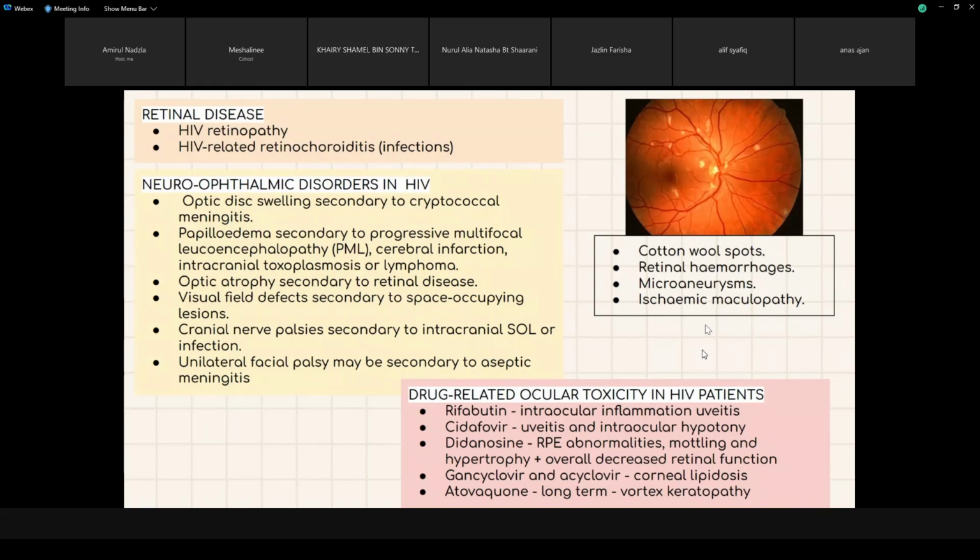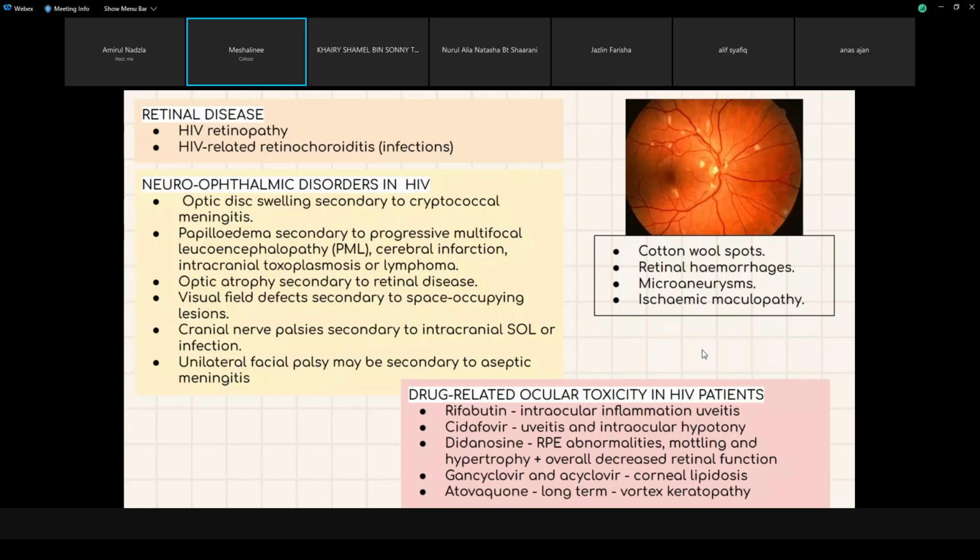Then for retinal disease, we have HIV retinopathy and HIV-related retinochoroiditis. The picture at the right side is HIV retinopathy, and the characteristics we can see are cotton wool spots, retinal hemorrhages, microaneurysm, and ischemic maculopathy. Then neuro-ophthalmic disorders in HIV can include optic disc swelling, papilloedema, progressive multifocal leukoencephalopathy, optic neuropathy secondary to retinal disease, visual field defects, cranial nerve palsies, and unilateral facial palsy.